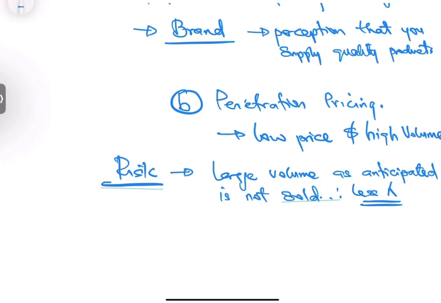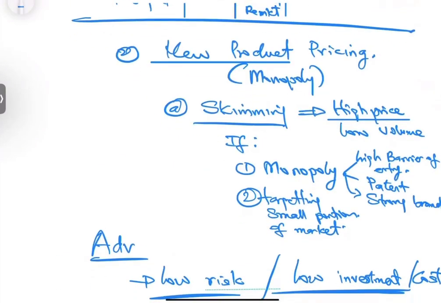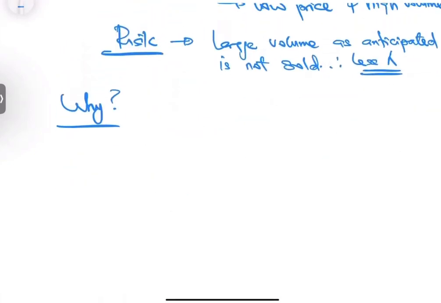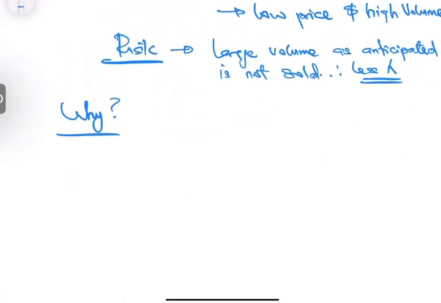And why do you think you will use penetration pricing? We've said that for skimming, the reason you will use it is because you are operating a monopoly and targeting a small part of the market. But when do you think you should be using penetration pricing?